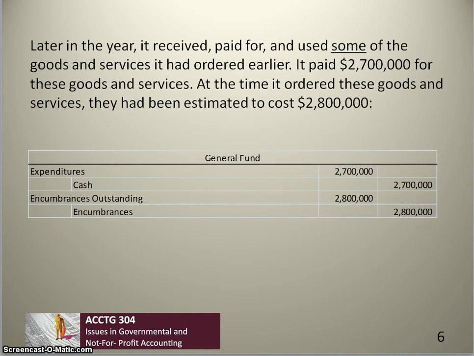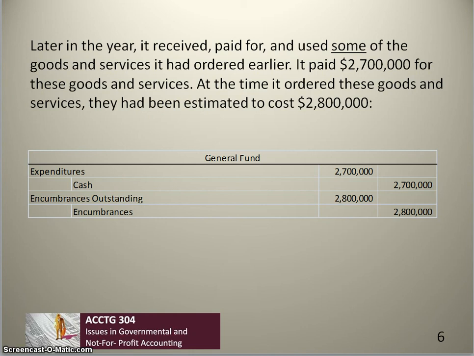So at some point later in the year, our government received, paid for, and used some of the goods and services it had ordered on the prior slide. It paid $2.7 million for these goods and services. At the time it had ordered these goods and services, back a few minutes ago, they had been estimated to cost $2.8 million. So now, because our healthcare district has received, paid for, and used goods and services, it can record an expenditure in the amount of $2.7 million. So we debit expenditures 2.7, credit cash 2.7.